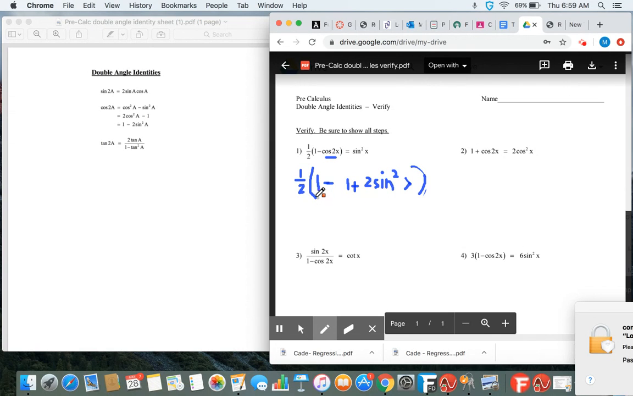And if I continue solving in here, now I have 1 minus 1. Well, that's just 0. And now we have 1/2 times 2 sine squared x. 1/2 times 2 is just going to be 1. So we did it. We just verified by looking at our identities, putting the appropriate one in, and then simplifying, right? Adding, subtracting, multiplying. 1/2 times 2, like I said, is just 1. So we're left with just sine squared x. So we verified.